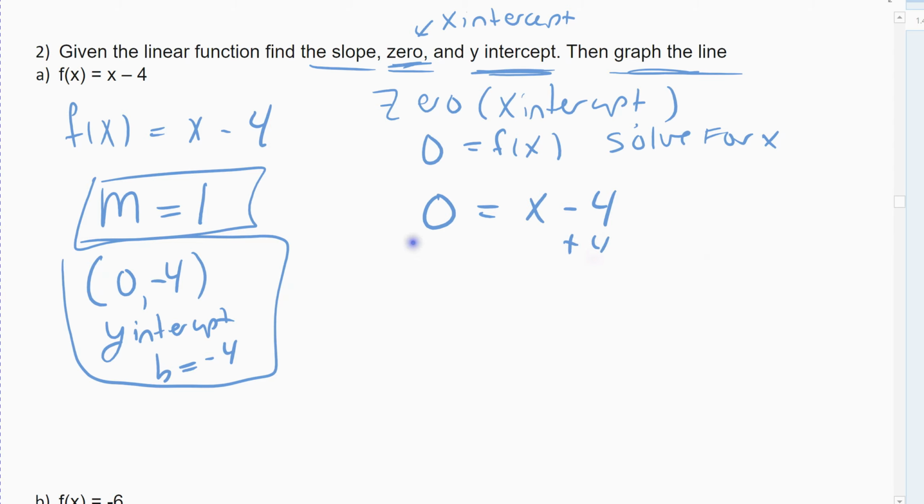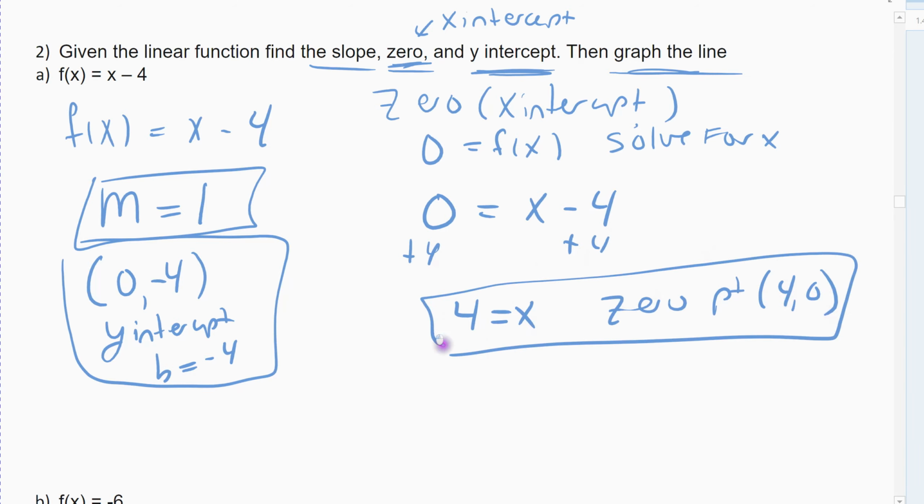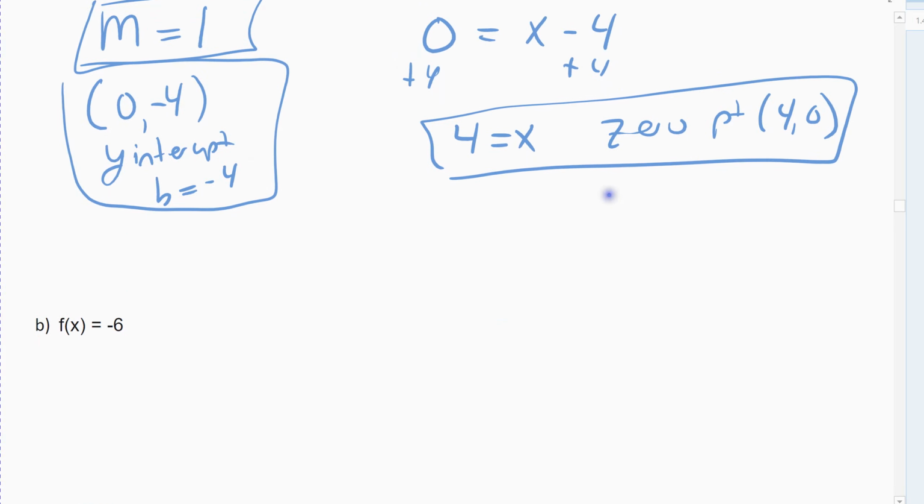I just move the 4 to the other side. And so x equals 4. So my 0 is x equals 4, which is the point for 0. And that's what I'm going to use to graph it, right? I'm going to graph those 2 points on my line. So I'm going to come down here and I'm going to graph.